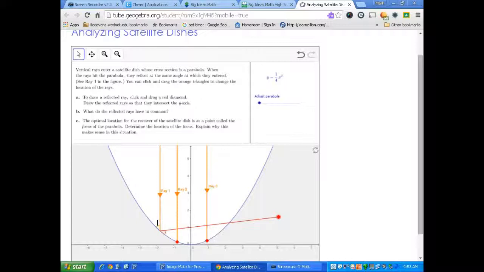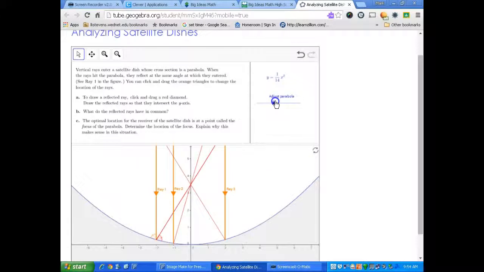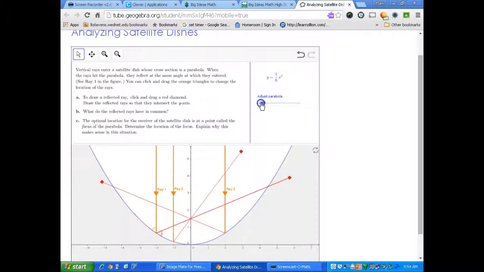Now notice, all of those rays that come out hit at a single point. That point is called your focus. Okay? That is your focus. How many were able to find that? And note, when you adjust the parabola, it doesn't matter. The focus moves with it. Okay?